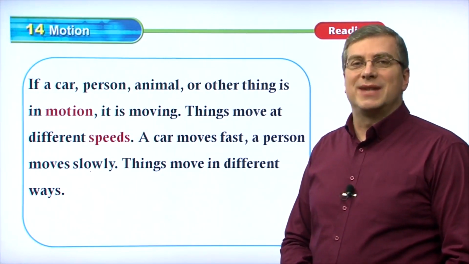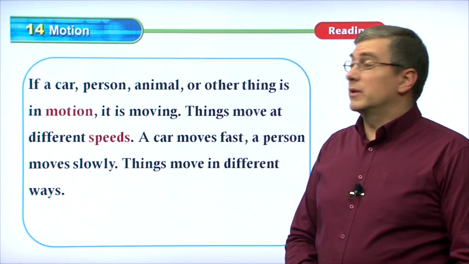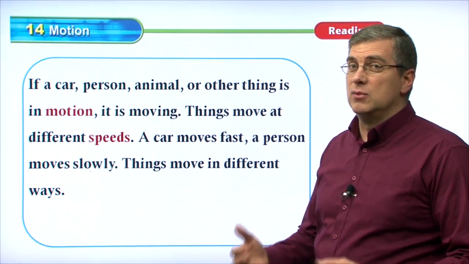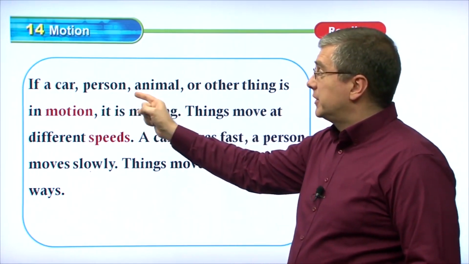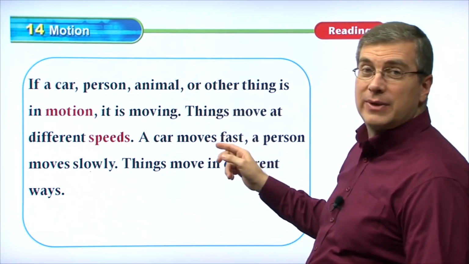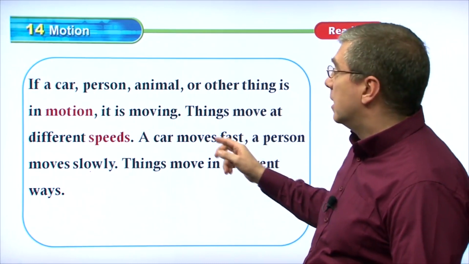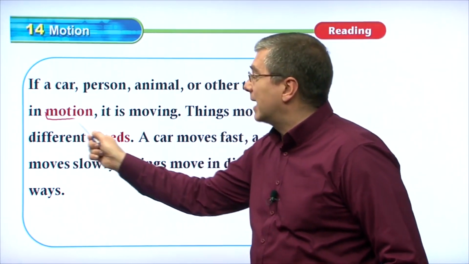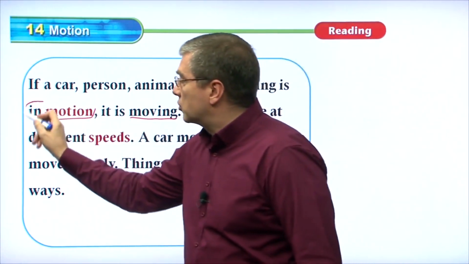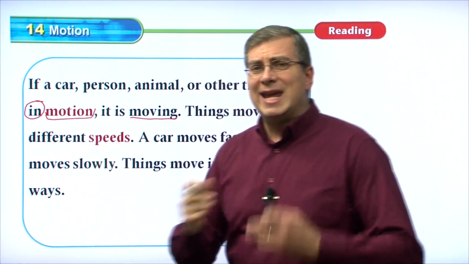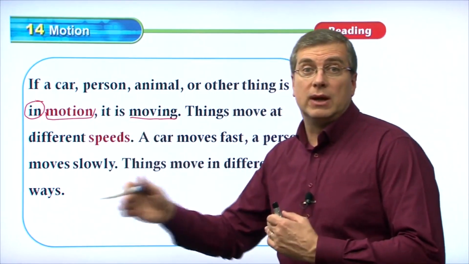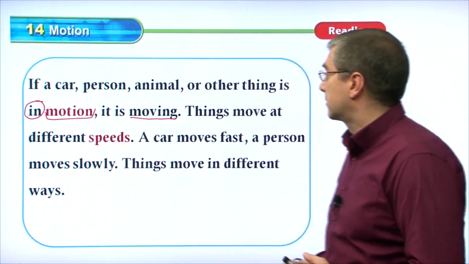Let's go over the reading section for this unit. Of course, in this unit, we're talking about motion. So when we talk about motion, we're talking about the act of moving. If a car, a person, an animal, or other thing is in motion, what is it doing? It is moving. Motion is the act of moving from one place to another. Remember we use that preposition with motion: it is in motion. If another thing is in motion, it is moving from one place to another place.